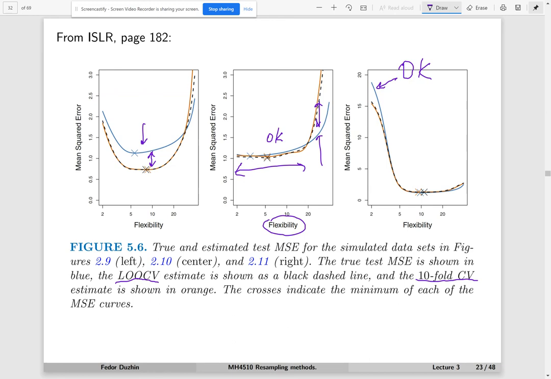Only in one of these two plots does the cross-validation error underestimate the true error, which probably tells us that sometimes this method is not perfect, but this is usually the best that we can do given our limited data.